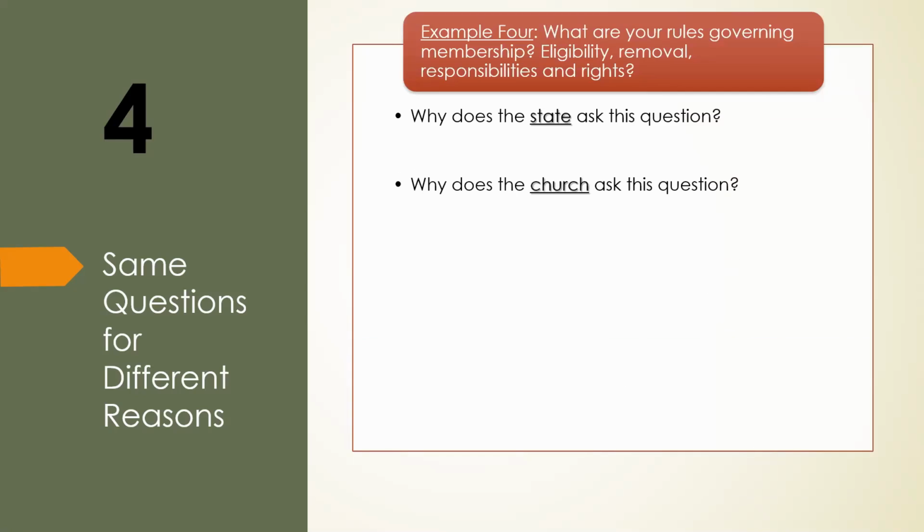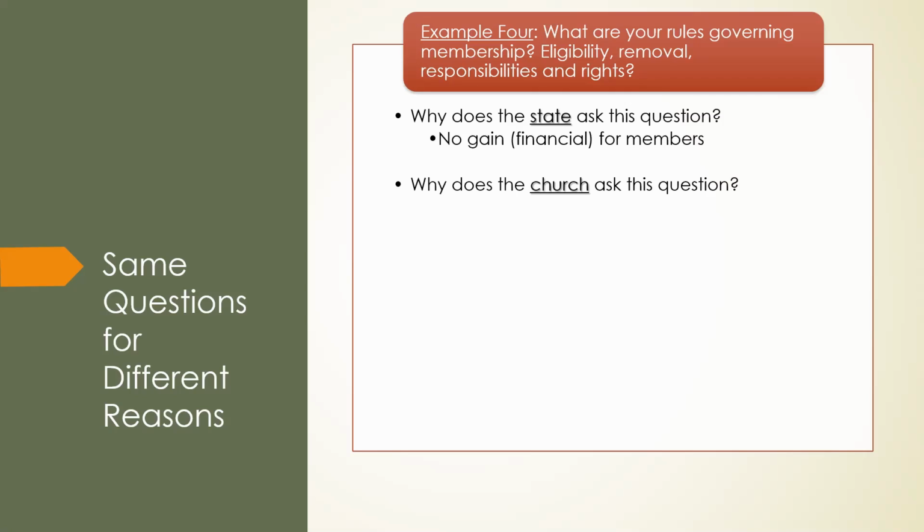Looking at example number 4, what are the rules governing membership? Eligibility, removal, responsibilities, and rights? Some people find it odd that the government would want to know this. Well, why does the state ask this question? The government wants to ensure that no member gains financially from a registered charity. And so they want organizations to keep track of members, as well as records of monetary exchange.